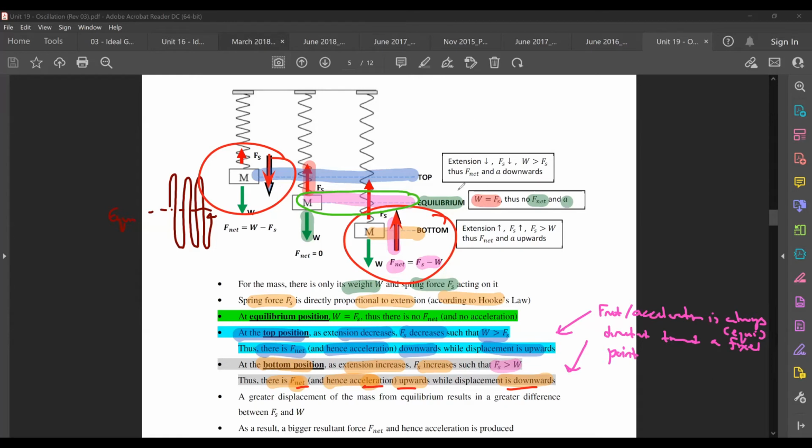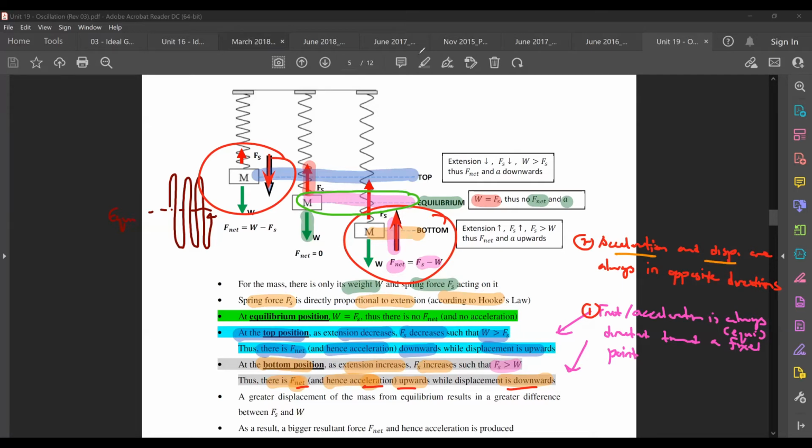Okay. And you will also notice one thing here. While at the same time, you can say that F net and acceleration are always directed towards a fixed point here, you will also see that acceleration and displacement are always in opposite directions. Okay, you will see that they are always in opposite direction when it concerns acceleration and displacement.